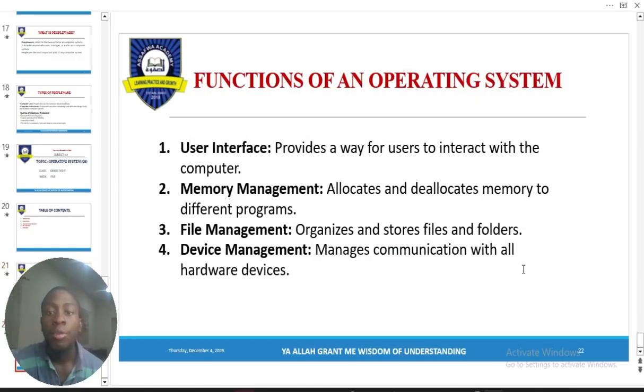Now, functions of an operating system. These are the basic functions that an operating system serves. Number one, user interface. It gives you the medium for you to interact with the machine itself. Memory management, right? It helps you to store and manage the things that you store in your storage system. File management: how to organize and store files as folders. Now, device management itself: it helps you to manipulate and make specific changes on your devices.